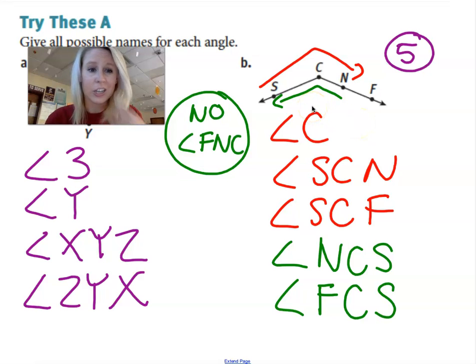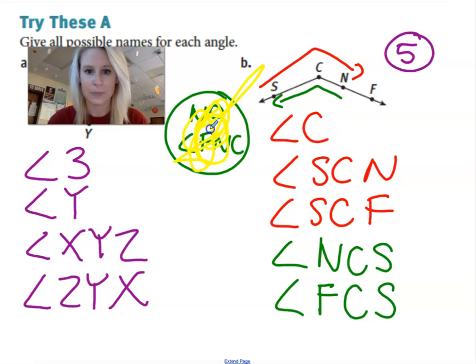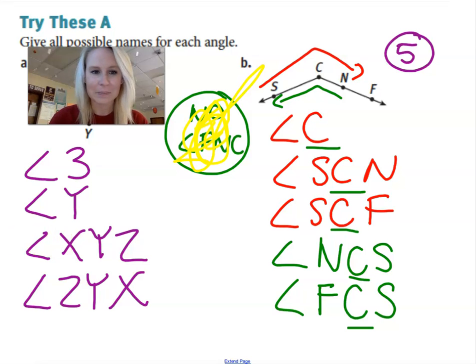The only pretty much incorrect way to name it with 3 letters is you cannot say F, N, and C because they're all in the same line. That's kind of like, it's a line. You have to make sure to have 1 on the right side of the angle, 1 on the left side of the angle, and then that middle letter. So this one right here is not good. Don't use it. Okay? One thing I want us to notice real quick is that all the middle letters have the same letter. And that will always be true. Your vertex has got to be that middle letter. Okay? How cool. All right, moving on.